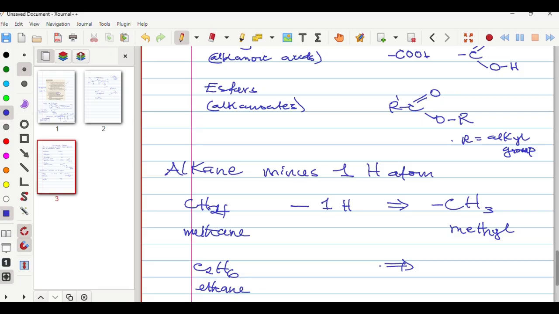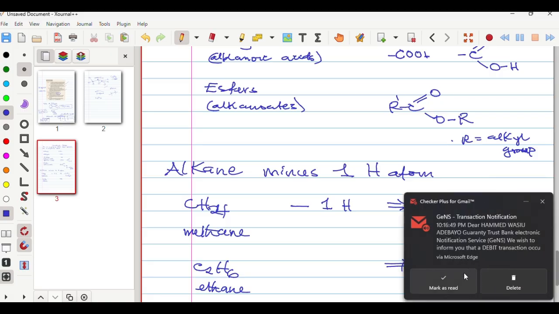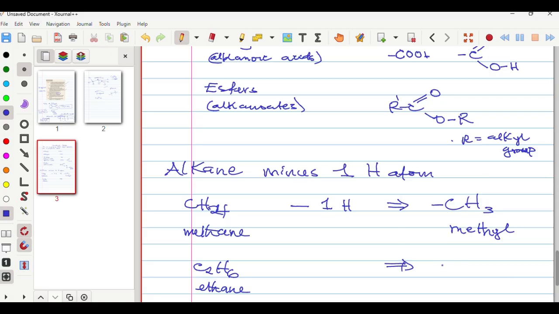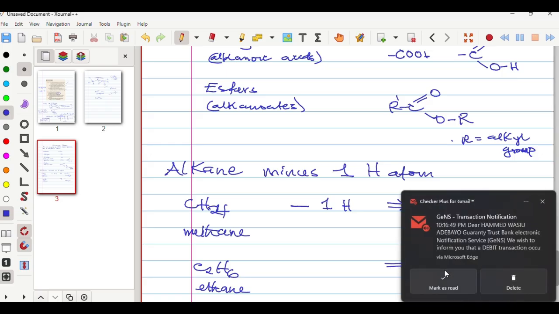For ethane, what is going to be the formula and the name for the alkyl group that is built from ethane? Ethyl. The same thing: methyl, ethyl; methane, ethane. Does it make sense? And the formula is going to be a line, just like the one up there.